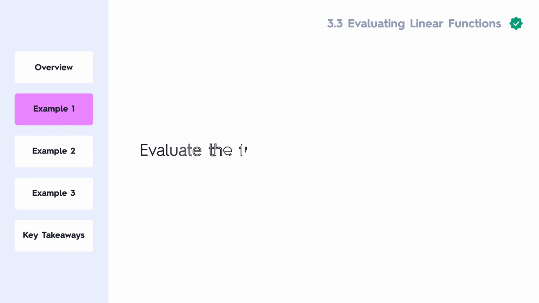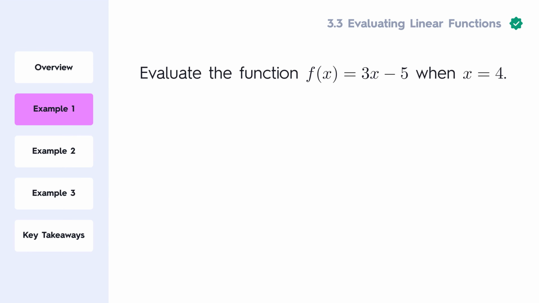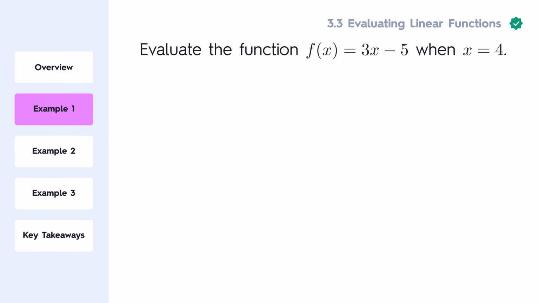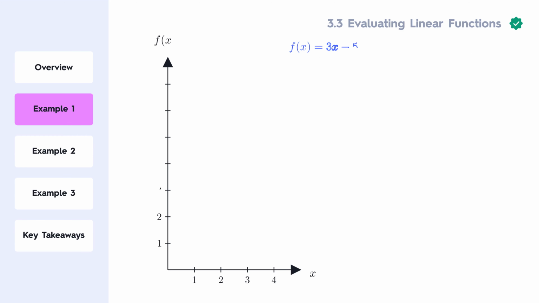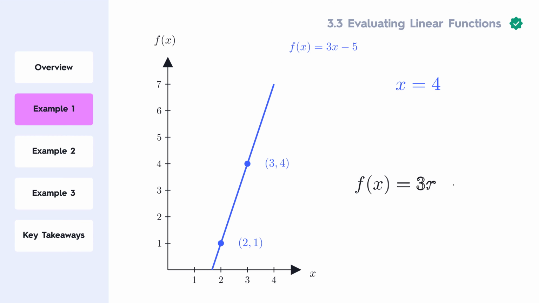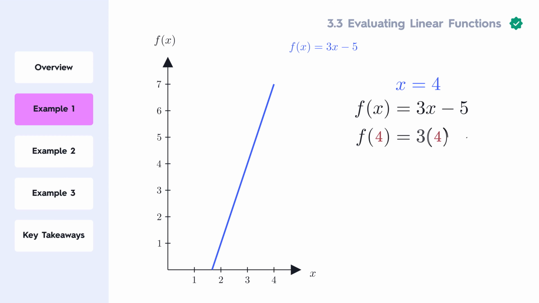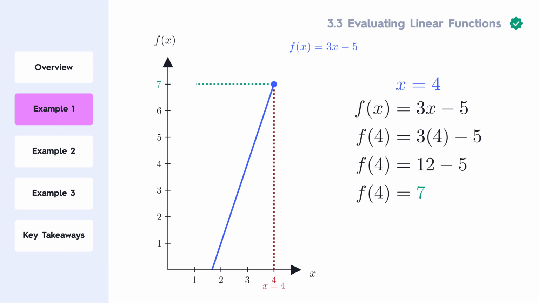Let's see how this works with an example where we need to evaluate the linear function f of x when x is equal to 4. To evaluate this function, we need to substitute x equals 4 into the provided equation. Let's start by replacing x with 4. Next, let's multiply 3 by 4 and then subtract 5 from 12. This is equal to 7.